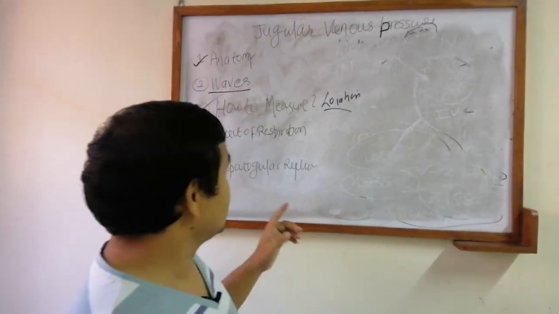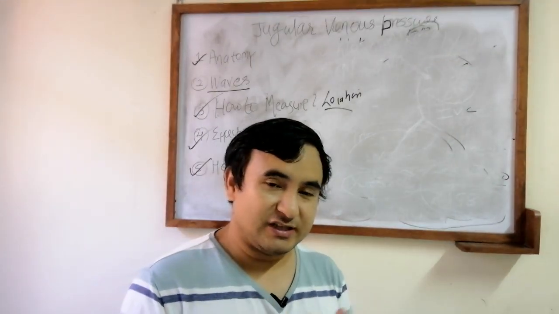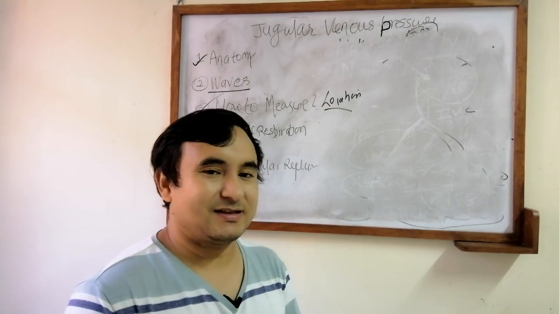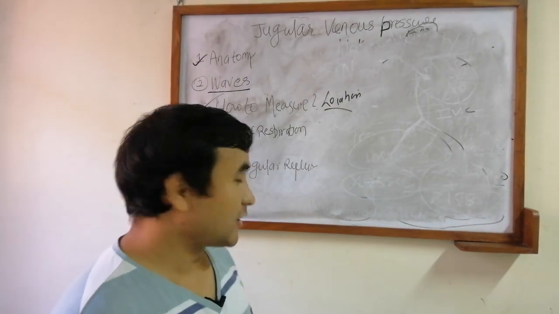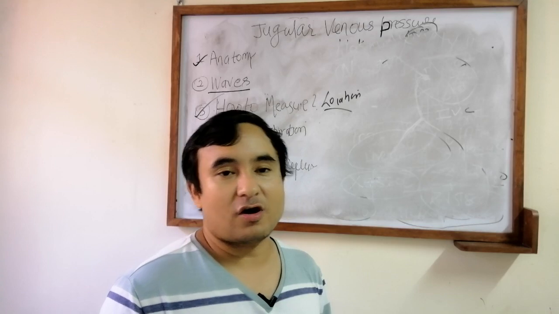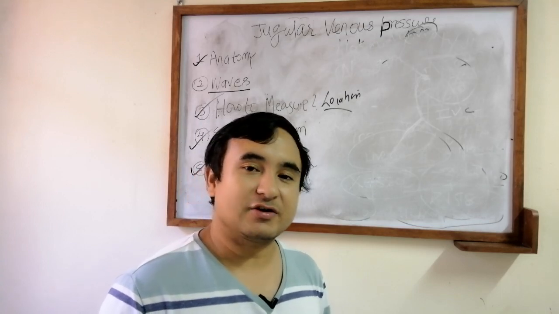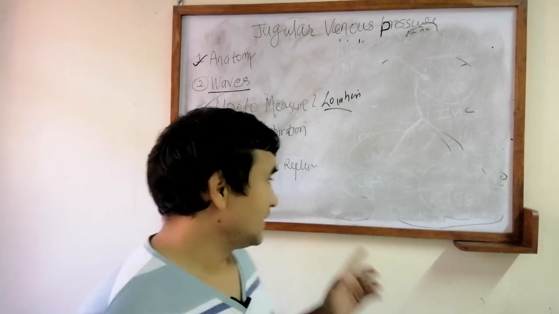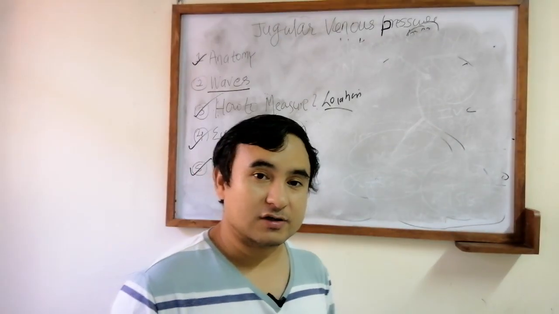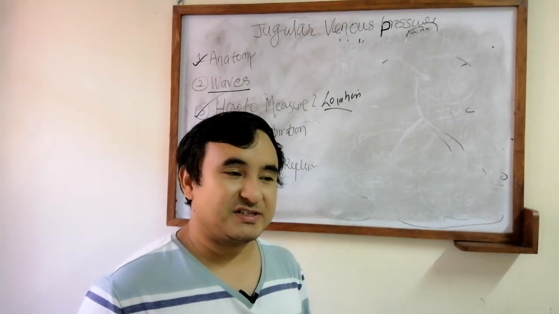Then we have also discussed some of the differences between the JVP and the carotid artery pulsation that we have to know. The effect of respiration: with inspiration there will be a fall of JVP by 3 centimeters. This is a normal phenomenon we have discussed, and we have also discussed the hepatojugular reflux. These are some of the basics of the JVP.